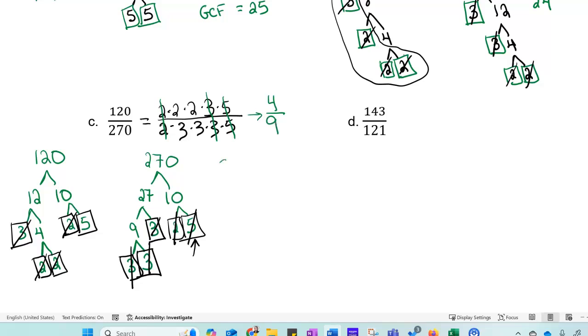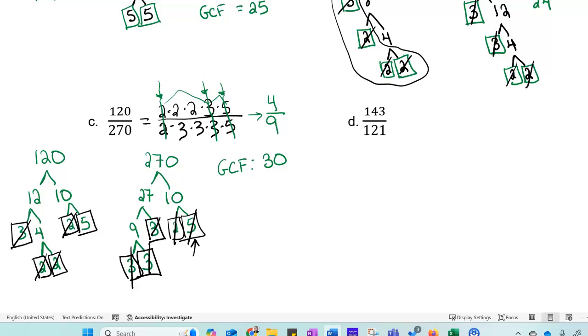Now the GCF, again, are the numbers that were crossed off. So 2 was crossed off, 3 was crossed off, and 5 was crossed off. So 2 times 3 is 6, times 5 is 30. So my GCF is 30.